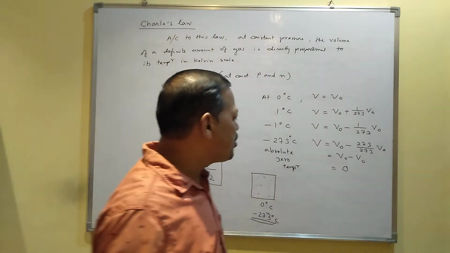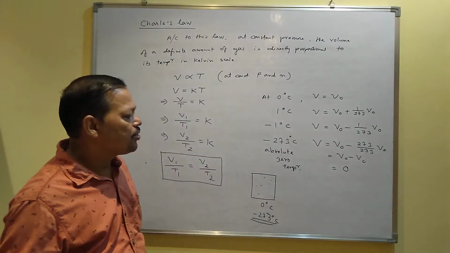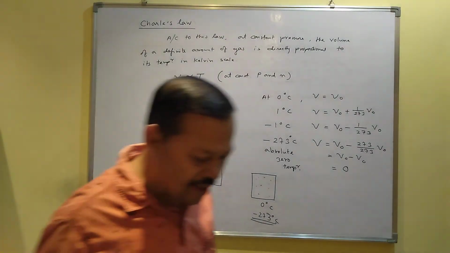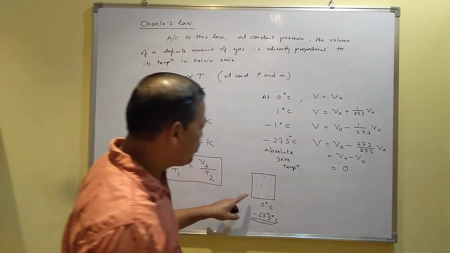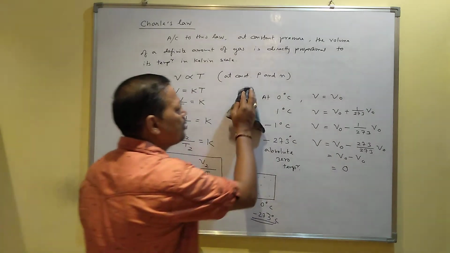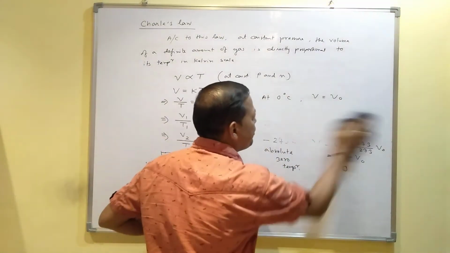So this absolute zero temperature is important. What is absolute zero temperature? Absolute zero temperature is the temperature at which the volume of the gas becomes 0 at constant pressure. So this is about the absolute zero temperature. Now I'll tell you one thing.